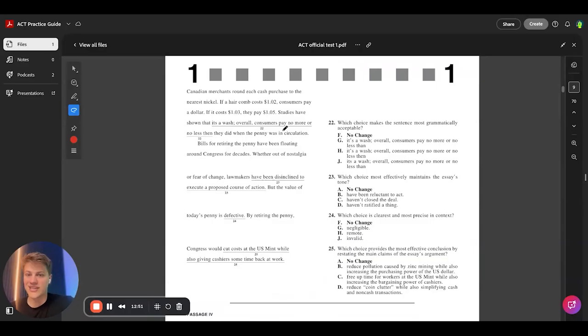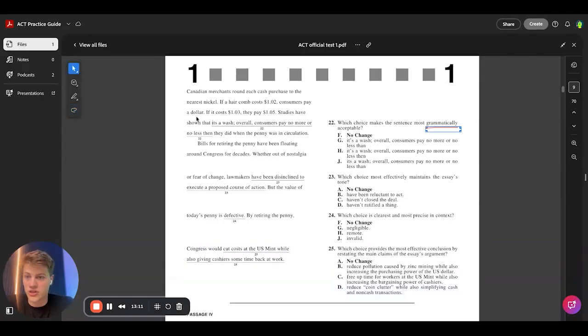Canadian merchants round each cash purchase to the nearest nickel. If a hair comb costs $1.02, consumers pay $1. If it costs $1.03, they pay $1.05. Studies have shown that it's a wash. Overall, consumers pay no more or no less than they did when the penny was in circulation.